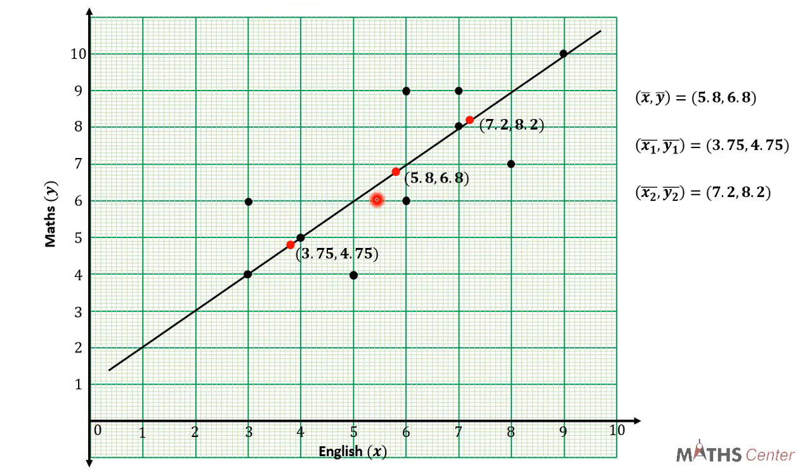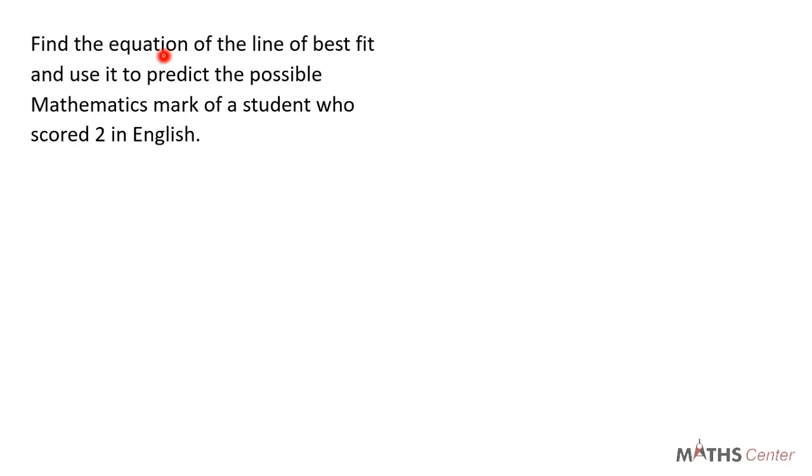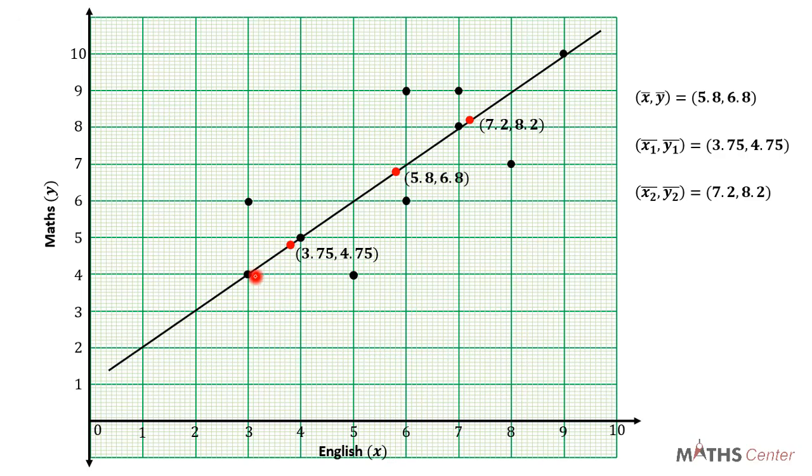Let's consider the next part of the question. It says find the equation of the line of best fit and use it to predict the possible mark of a student who scored 2 in English. On our scatter diagram, we can see that the line of best fit passes through the points with coordinates 3, 4; 3.75, 4.75; 4, 5; 5.8, 6.8; and 7.2, 8.2.